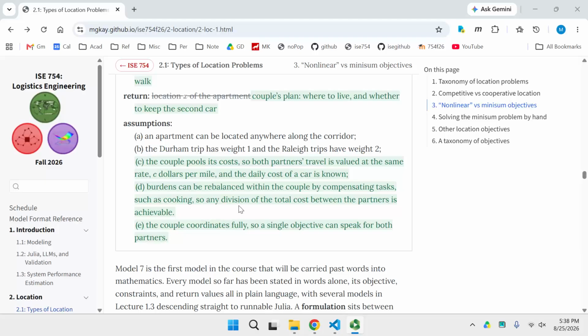So again, there's a positive for both. And we assume also that the couple coordinates fully. So a single objective speaks for both partners. Most couples, probably this isn't exactly accurate. There's always some friction, but we'll make this an assumption.